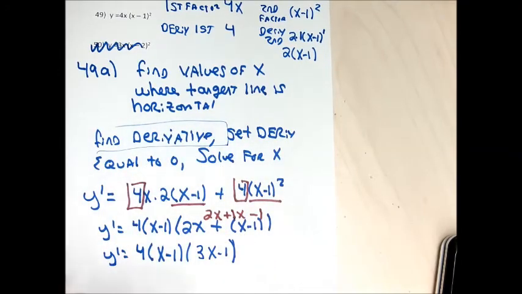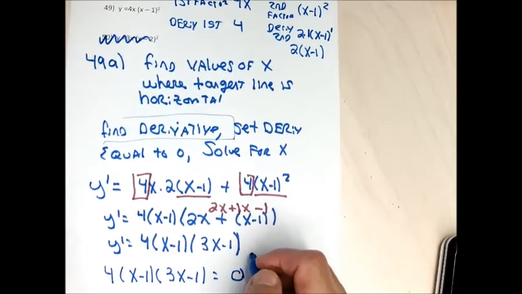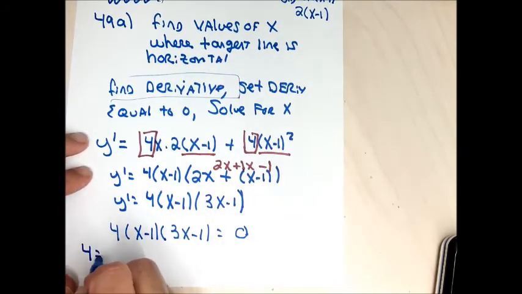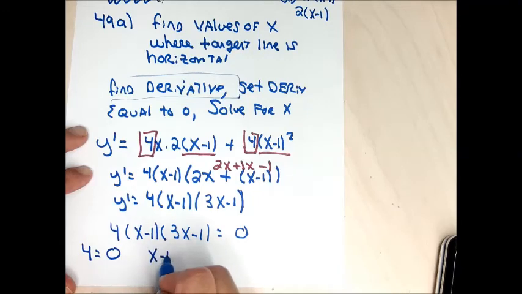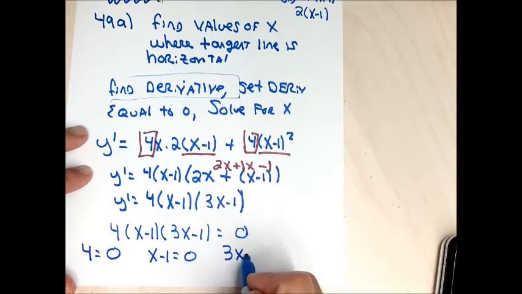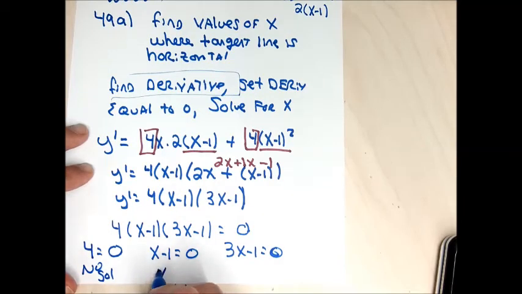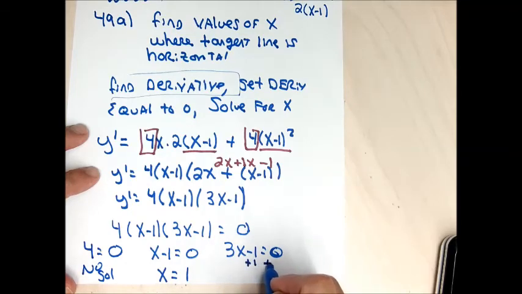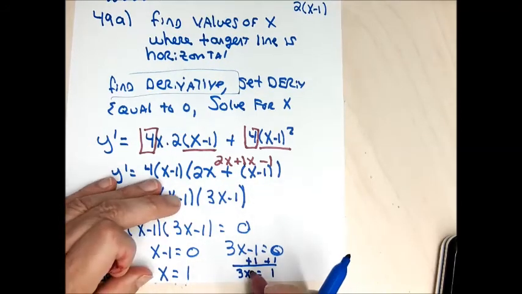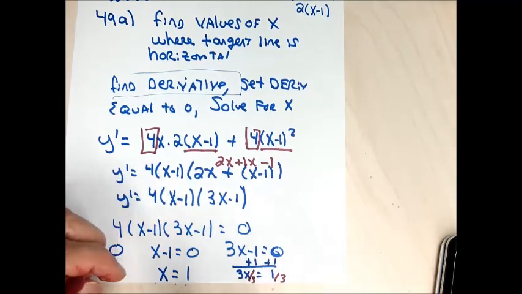Now I'm going to set the derivative equal to 0. I'm going to go 4 times x minus 1 times 3x minus 1 equals 0. It's factored, so I should set each of the factors equal to 0. I'm going to go 4 equal to 0, x minus 1 equal to 0, and 3x minus 1 equal to 0. The 4 equal to 0 doesn't give a solution because I don't have an x. The x minus 1, I add 1 to both sides and get x equal to 1. The 3x minus 1, I'm going to plus 1 to both sides and get 3x equals 1. And then divide both sides by 3 and get x equal to 1/3.